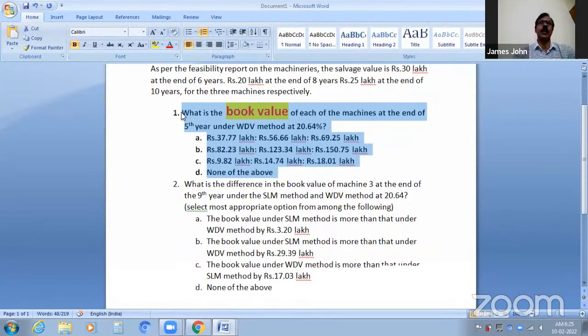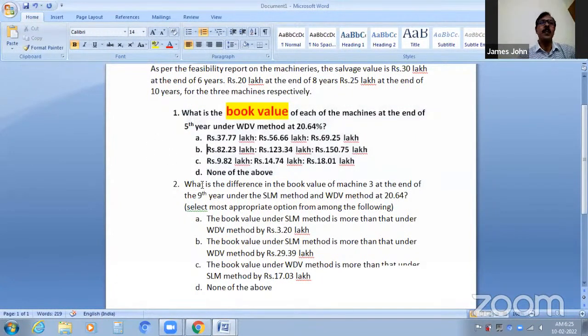20.64 is the depreciation percentage, right? So 1 minus R means 1 minus 20.64 by 100, that means 0.2064. So 1 minus 0.2064 is 0.7 something, isn't it? 0.7936, sir. Yes, 0.7936.